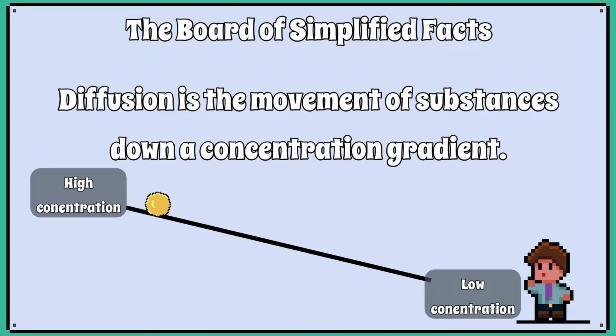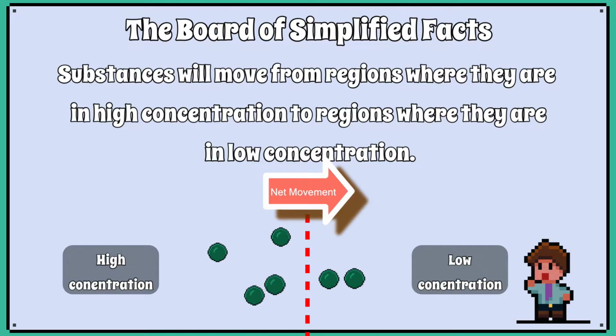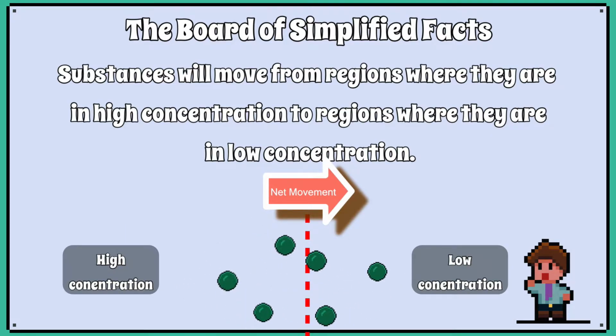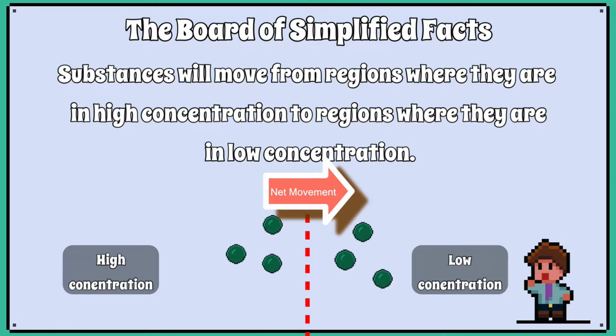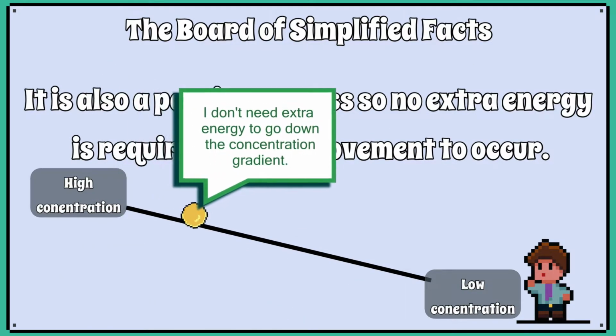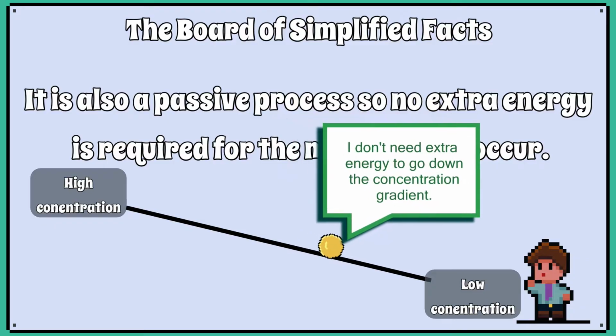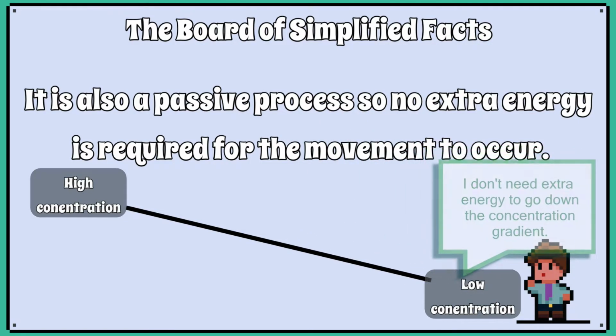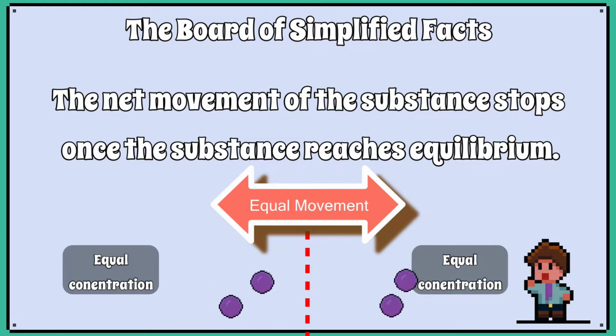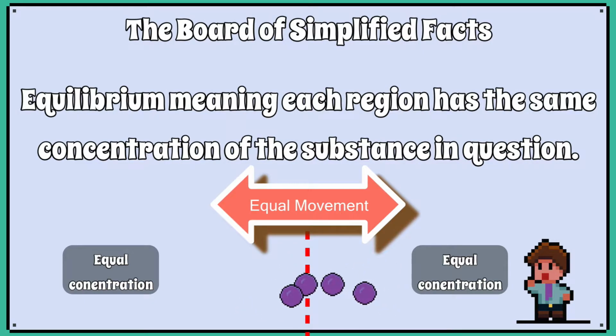Diffusion is the movement of substances down a concentration gradient. Substances will move from regions where they are in high concentration to regions where they are in low concentration. It is also a passive process, so no extra energy is required for the movement to occur. The net movement of the substance stops once the substance reaches equilibrium, meaning each region has the same concentration of the substance in question.